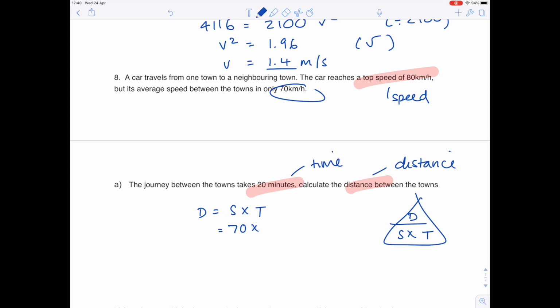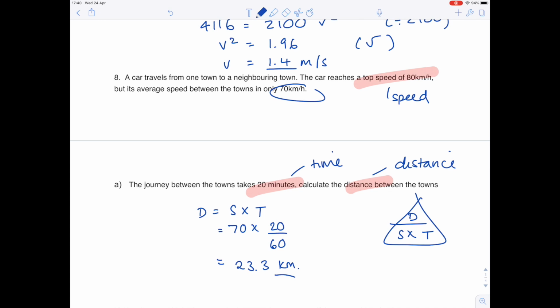We need to be careful with our units because that value was 70 kilometers per hour, but our time is in minutes, so I'm going to convert that time to hours by doing 20 divided by 60. So the final answer here is 23.3 kilometers away.